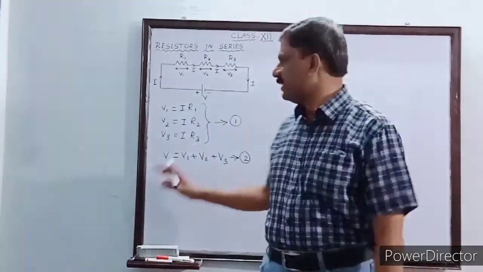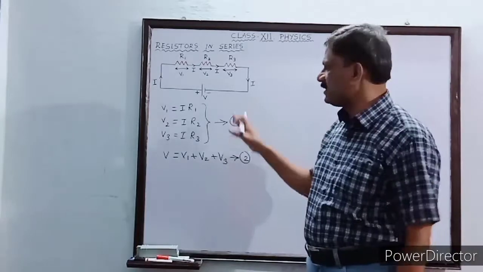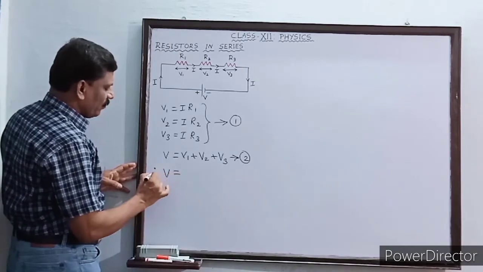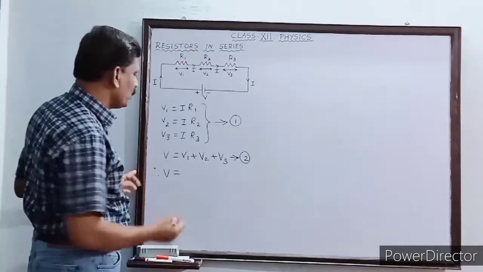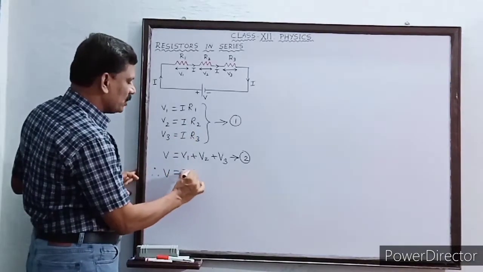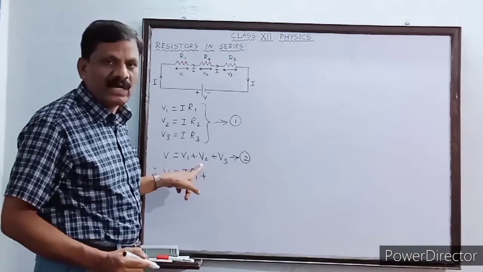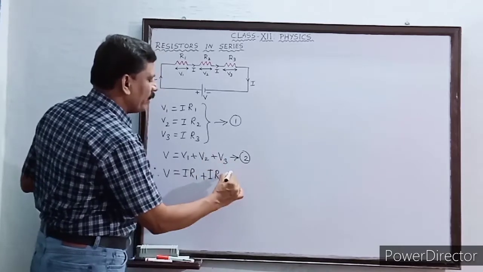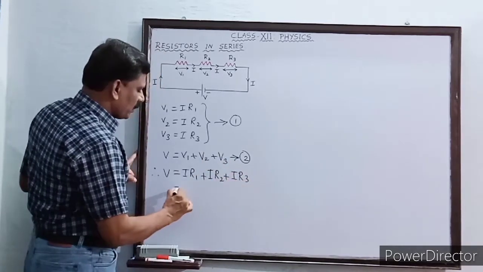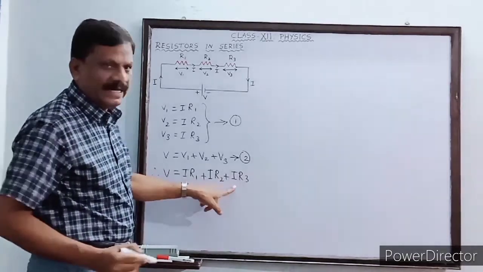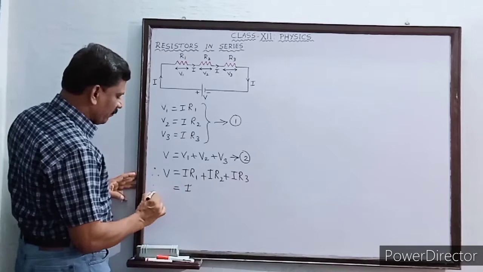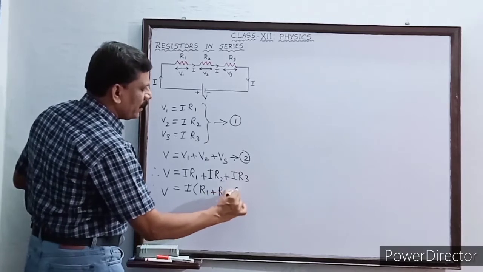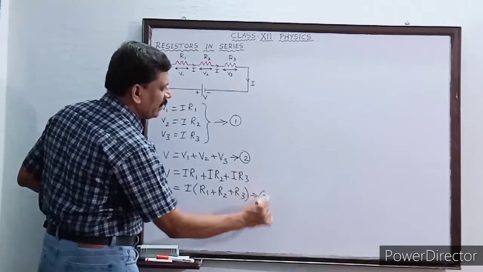So for each term on the right hand side, V1, V2 and V3, I am going to substitute from step number 1. You tell me now, what must V be equal to? Instead of V1, what shall I substitute? I R1, is it not? So this is I into R1 plus, instead of V2, I R2, plus, instead of V3, I R3. The common factor in the three terms is I. Therefore, V is now equal to I into (R1 plus R2 plus R3). And this is equation number 3.